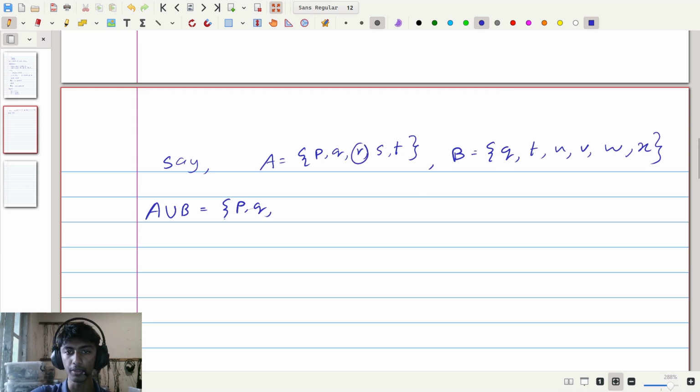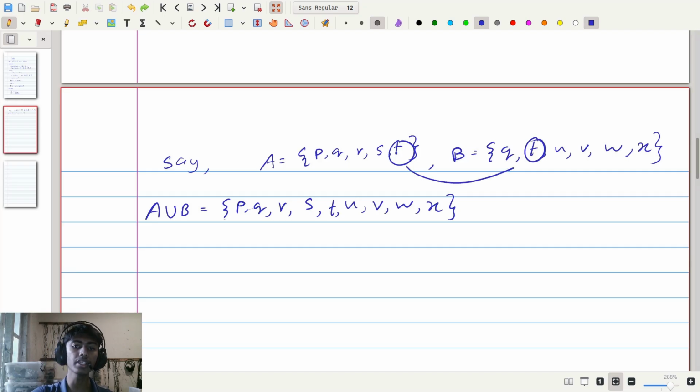Next, R is an element of the set A union B. S is an element, T is an element, U is an element, V is an element, W is an element, and X is an element. Notice again, even though T was repeated, it doesn't matter for us because when we take the union, we only want the unique set of elements. So this is what we mean by A union B.